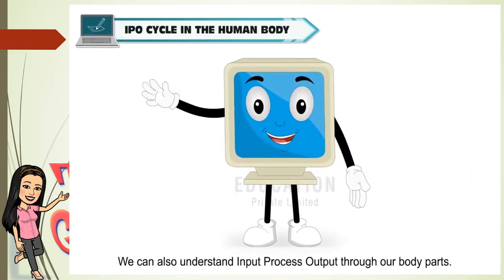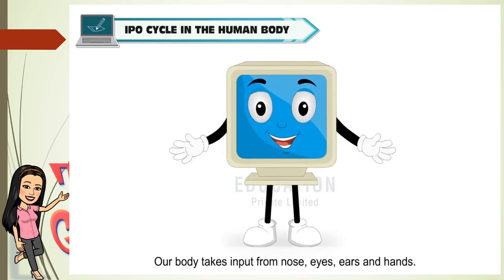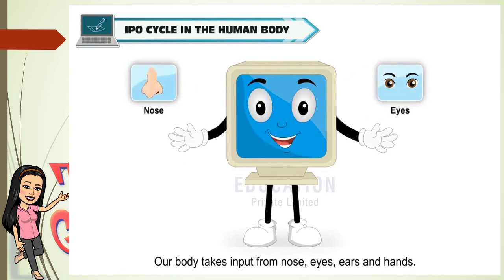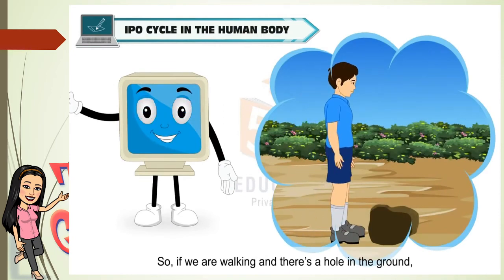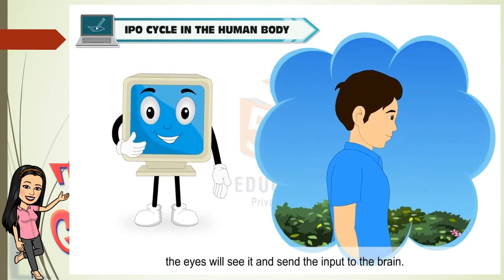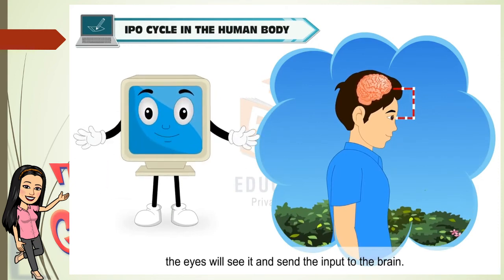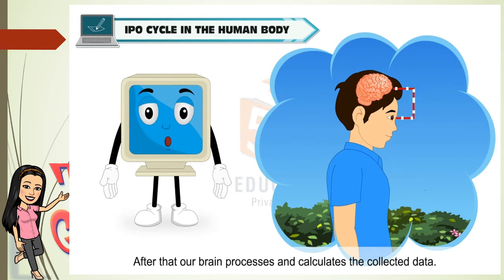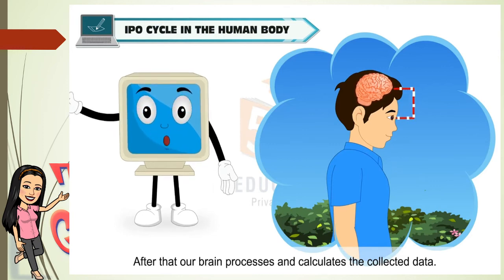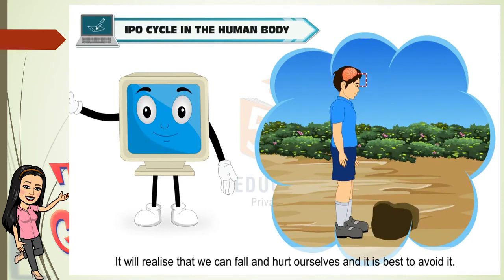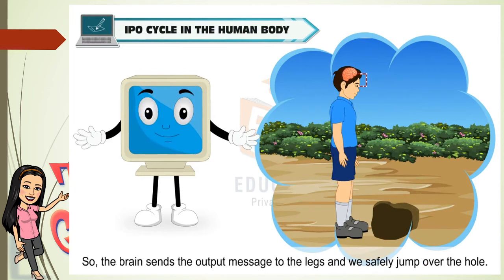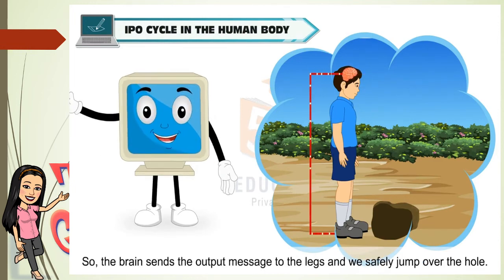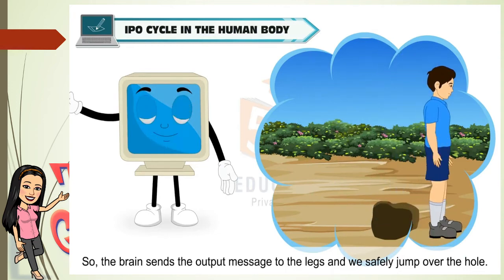We can also understand input, process, output through our body parts. Our body takes input from the nose, eyes, ears, and hands. So, if we are walking and there's a hole in the ground, the eyes will see it and send the input to the brain. After that, our brain processes and calculates the collected data. It will realize that we can fall and hurt ourselves, and it is best to avoid it. So the brain sends the output message to the legs and we safely jump over the hole.